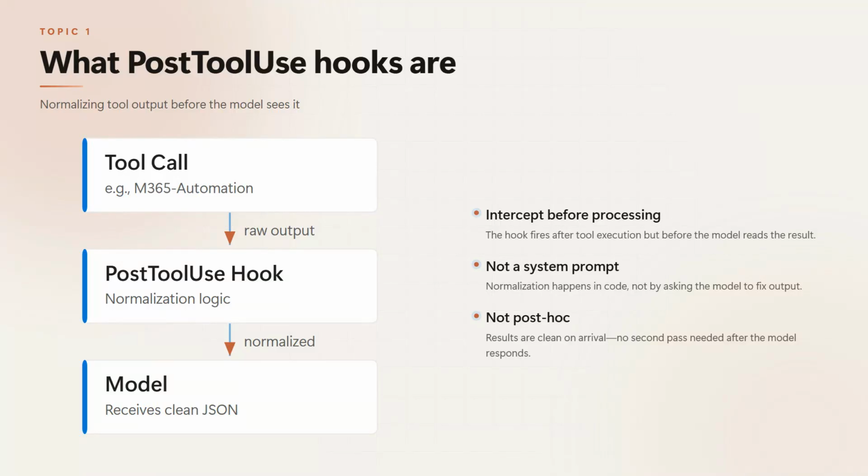This is not the same as telling the model in the system prompt how to interpret varied formats. That's probabilistic and burns tokens. And it's not normalizing after the model has already reasoned over the raw values, which is too late. The distinction that catches people: a hook runs deterministically in the tool pipeline, not in the model's reasoning loop.